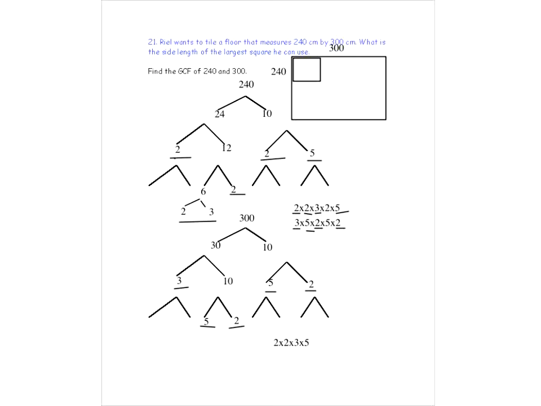So 60 is going to be the longest length of a side that any of these tiles can have. Because if we have 60, if you think about it, we're going to have 240 divided by 60 is going to be 6, and 300 divided by 60 is going to give us 5. So that's the largest that a tile can be. Okay? So does that make sense how we did that one, guys?